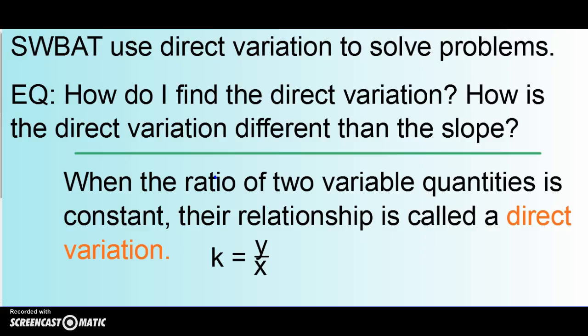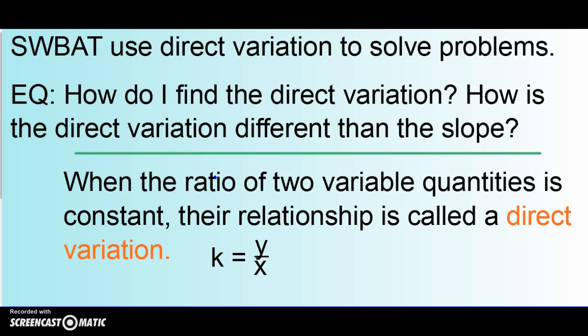Hi, this lesson is from page 351 in your student book. Your objective is you'll be able to use direct variation to solve problems. And the essential question is, how do I find the direct variation? How is the direct variation different than the slope?